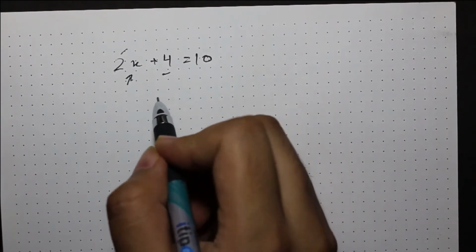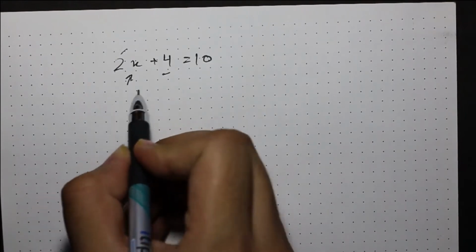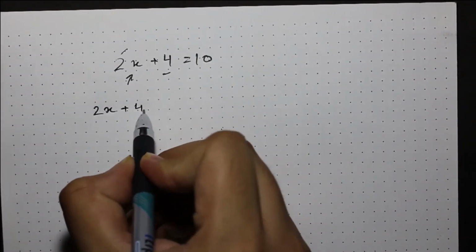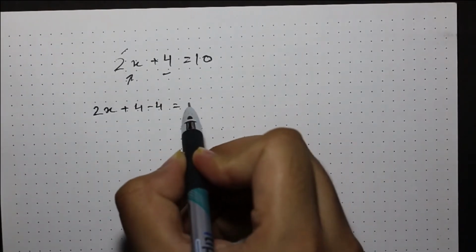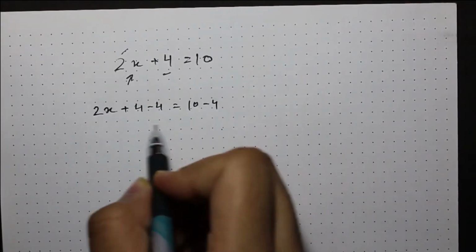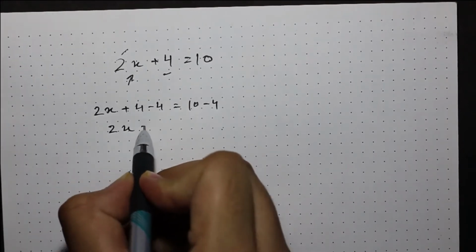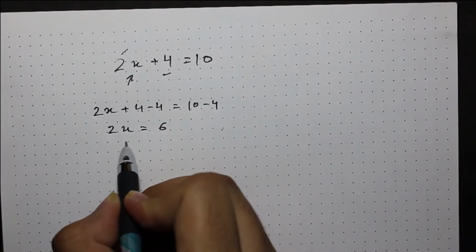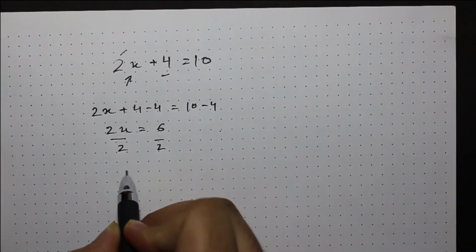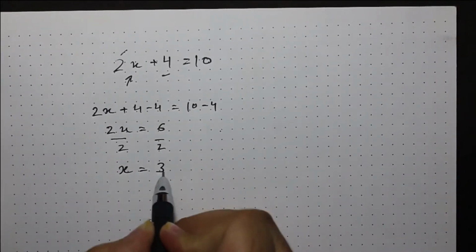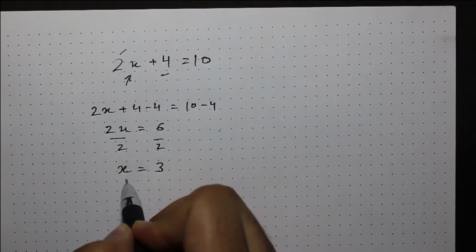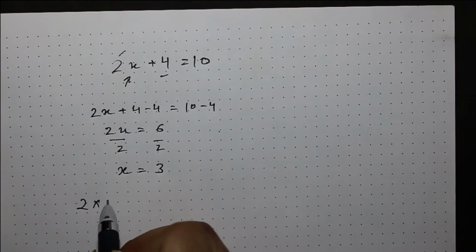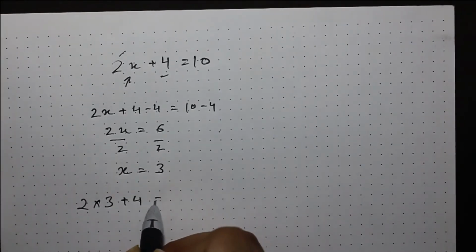So to solve this equation, we will use 2x plus 4 minus 4 equals 10 minus 4. Then we have 2x equals 6, and then we divide both sides by 2. So we have x equals 3. Now to verify whether our answer is correct, we'll put this value back in this equation. 2 multiplied by 3 plus 4 should equal 10. So we get the correct answer.